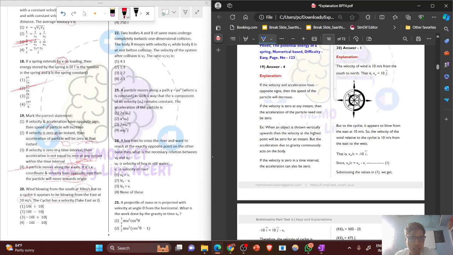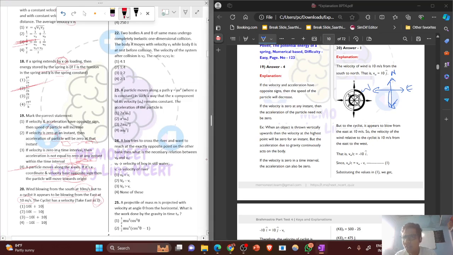Velocity of wind is this. South is this, north is this, east is this, west is this. Velocity of wind first is from south, meaning in this direction. Okay, it is saying take east as I cap. So this is your I cap and this is your J cap. If you take J cap, the wind is along J cap, and now the wind according to the cyclist will be in this direction.